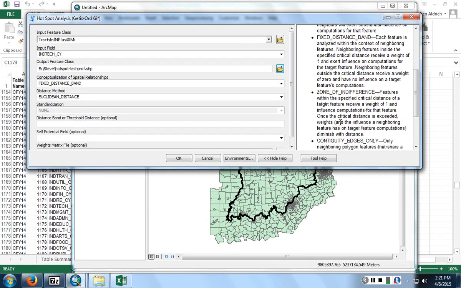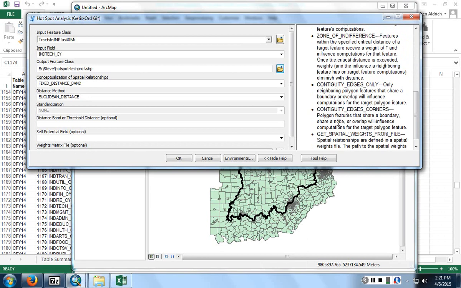Zone of indifference is a weird one. It sounds strange, right? But basically, there's a critical distance, and outside of that critical distance, weights diminish. So essentially, you're saying, emphasize neighbors, but as we get further away, there should be some role that they can play in determining a hotspot. Does that make sense? Sort of like a buffer, right?